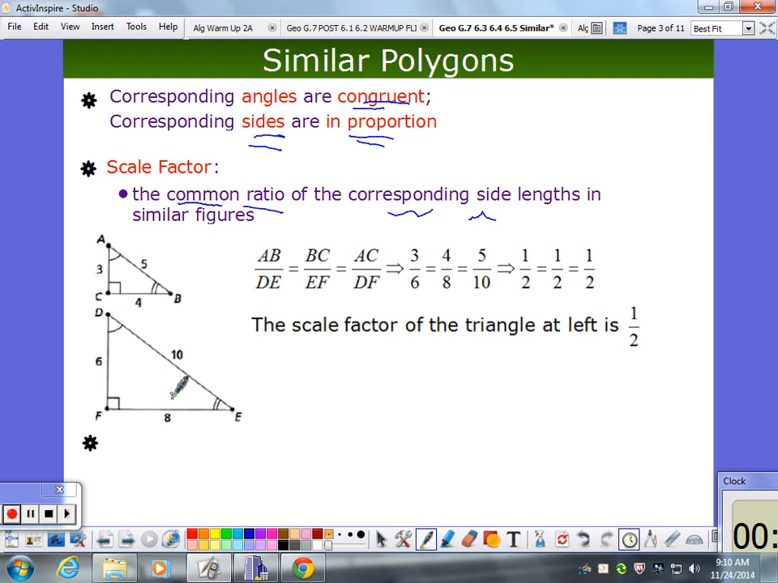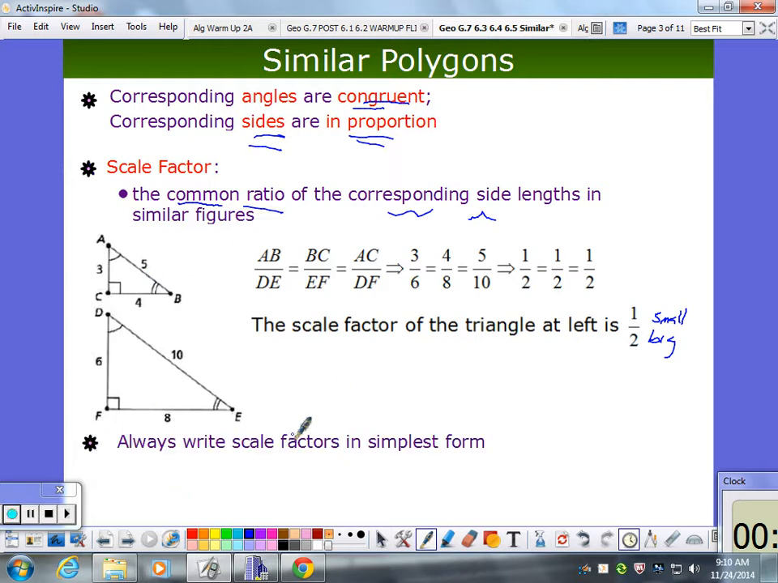No, there's no implied order. I can put this over here. How I say this matters. If you're going 1 to 2, I'm going small to big. That's how I'm stating the scale factor. If they said, what's the scale factor from the big triangle to the small triangle, it would be 2 to 1. So the order that you're looking at it matters.